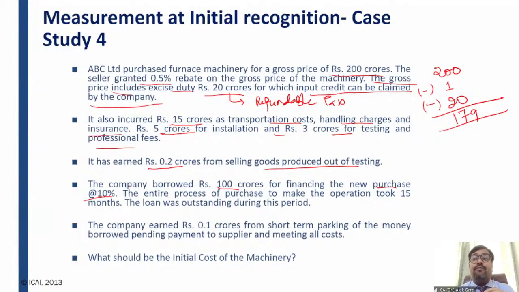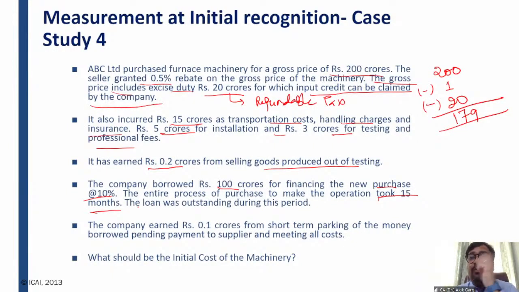And this company has borrowed funds for this machinery, for rupees 100 crores. The entire process of purchase to making it operational took 15 months, and the loan was outstanding during the period. The company has taken a loan of 100 crores for installing and using this machinery, and it took around 15 months to complete this entire process, to make this asset ready for use.